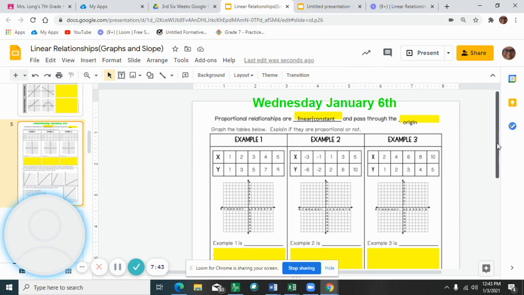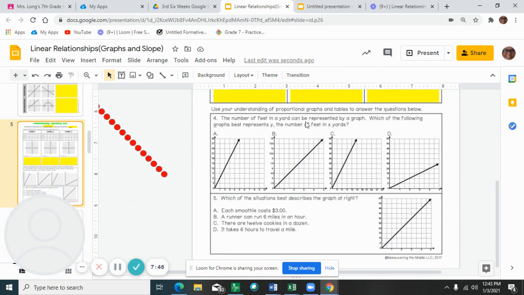Then down here, they give you some information and you've got to decide which of these matches your information. And then over here, you've got to decide which of these pieces of information match the graph. So here you're matching the graph to the information. Here you're matching information to graph. So they just flip-flopped it on you.